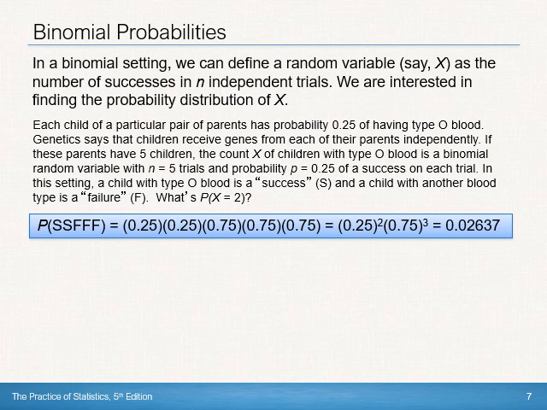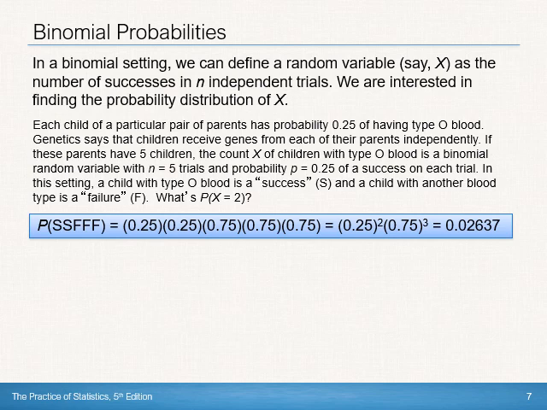So an easier way of calculating this is simply the probability of success, 25%, raised to the second power, times the probability of failure raised to the third power. And so that is about 2.6% chance that that will happen. However, we don't really care where those 2 children are. That probability we just showed on the screen is for the first 2 children being a success and the last 3 children being failures, but we don't care where the 2 children are.